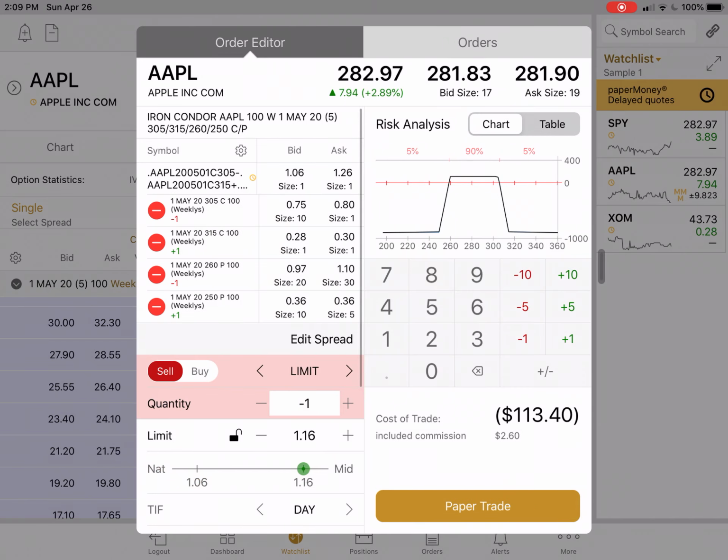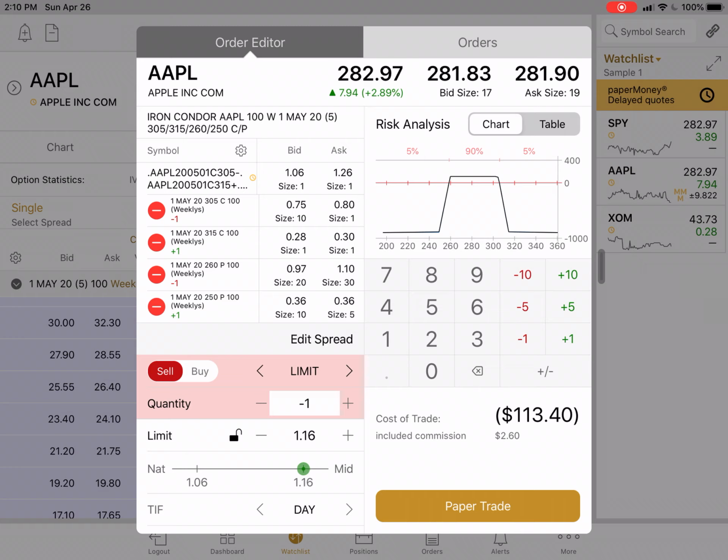Tap on done. Okay, so let's review. From the top side, I have a 305 call. That is the one that I'm writing, and I'm going to be making 75 cents with it. And then with the 315, that's my insurance, and I'm going to be paying 30 cents to buy that insurance. That's my top side. Now on the bottom side, 260 put is 97 cents, and that's the one that I am making money with, and that's the one that I'm writing. And at 250, that's my insurance on the put, and I'm going to be paying 36 cents.